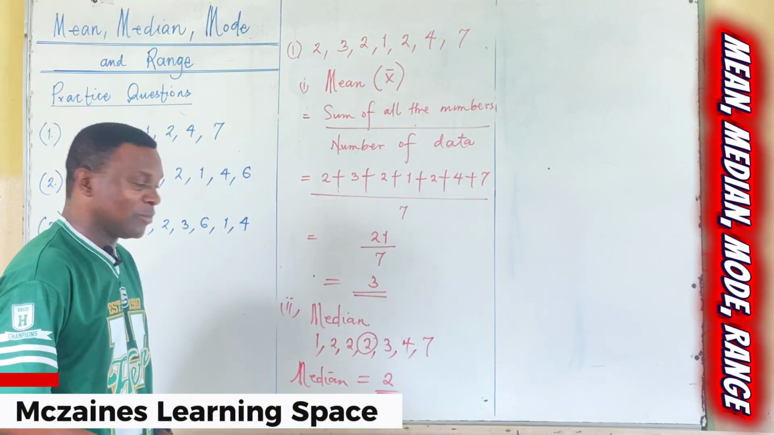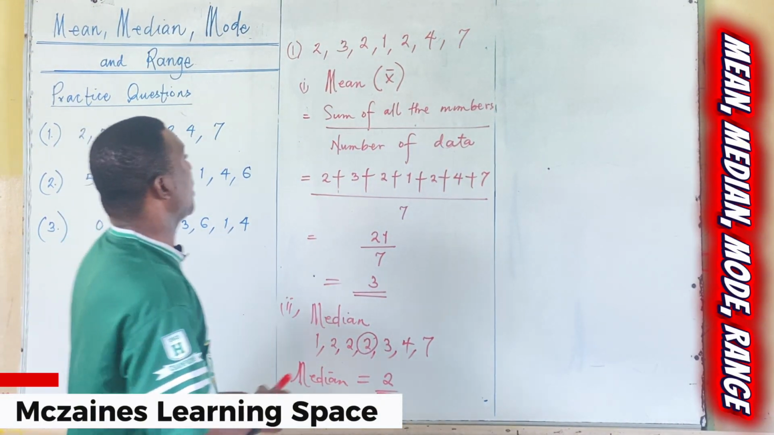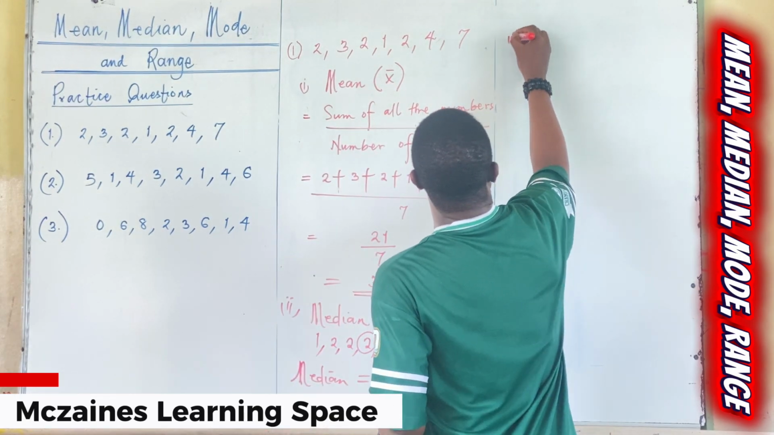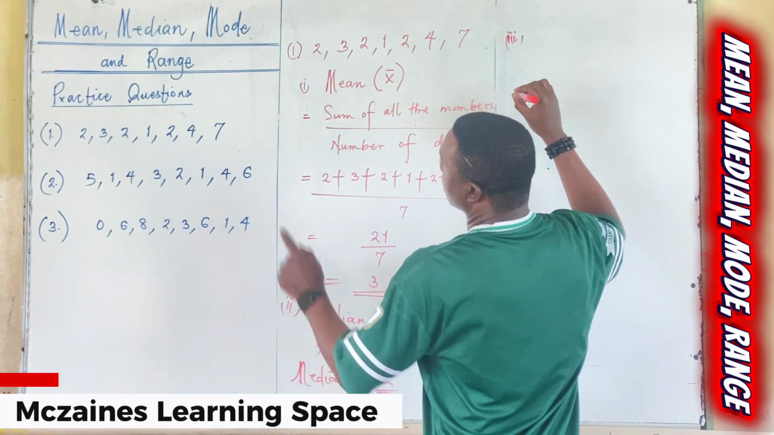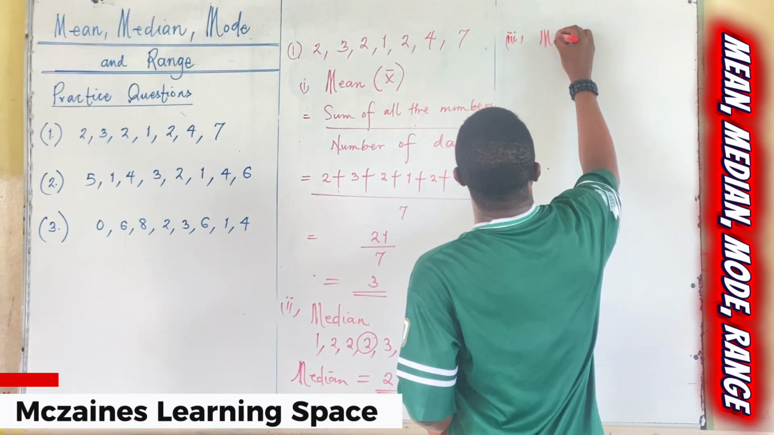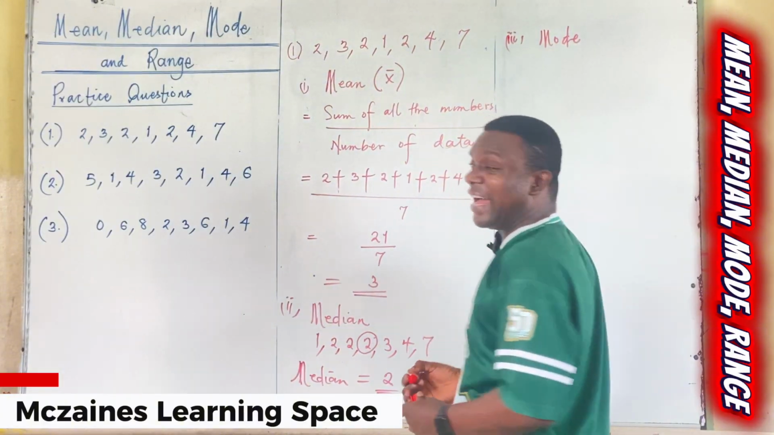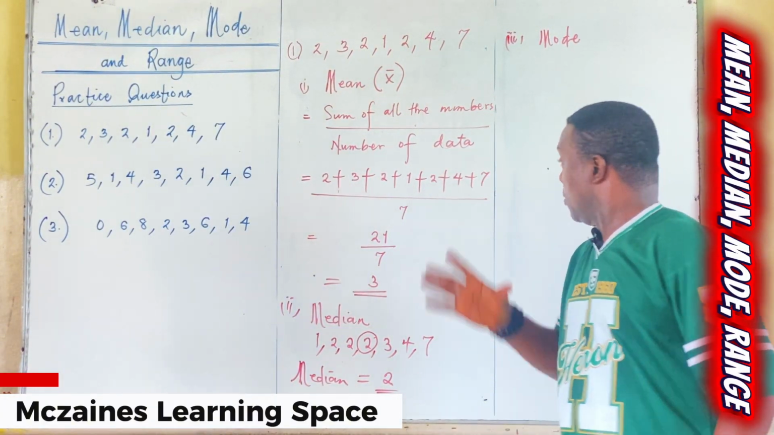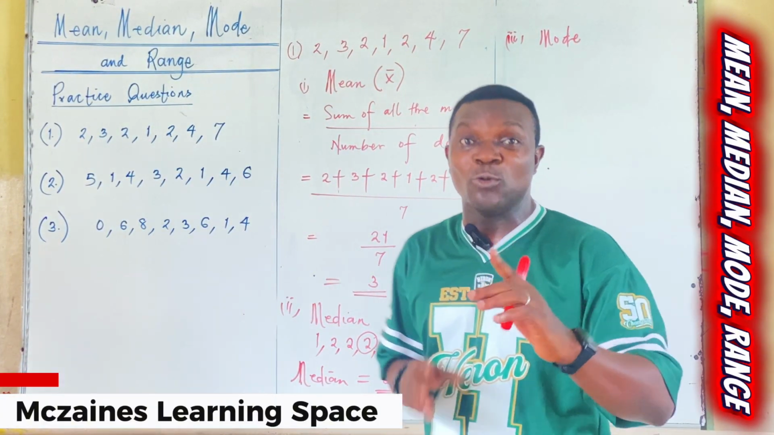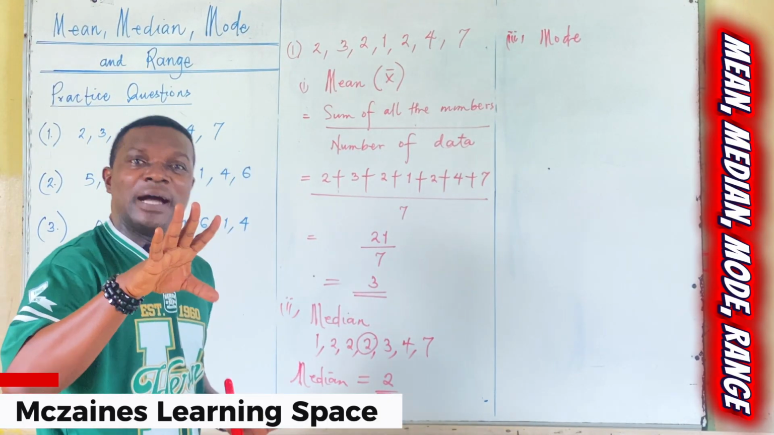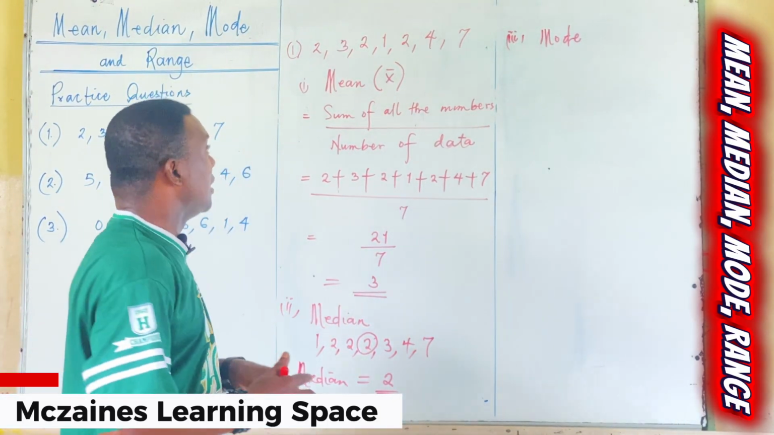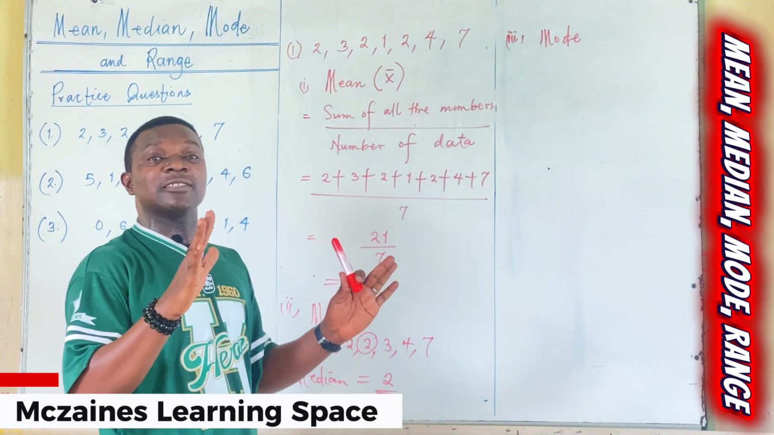As simple as that. The number in the middle, median, is equal to 2. Very easy. So number 3, Roman figure 3. Mode. How do I get mode? Mode means the value with the highest occurrence. The number that occurs most. The number that has the highest appearances.